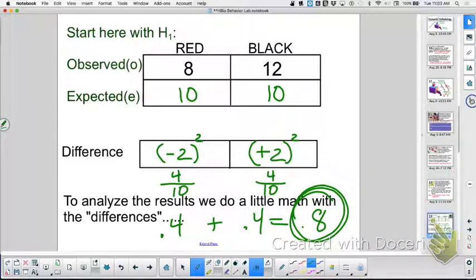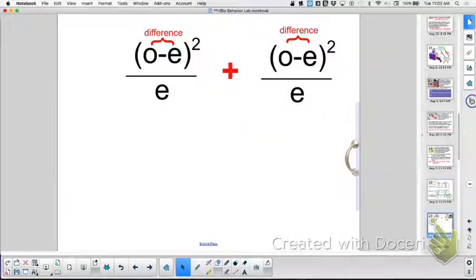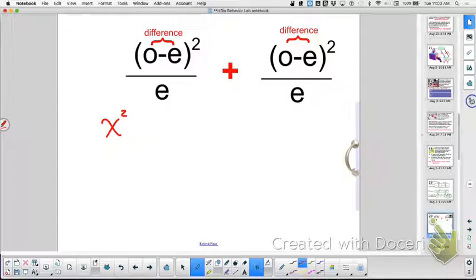This is the number we use to look at a chart to see if our data is significant or not. So we took what I observed minus what I expected, squared, over what I expected, and you write it this way. This is the chi-squared value: chi-squared equals the sum of the observed minus expected squared over what you expected.